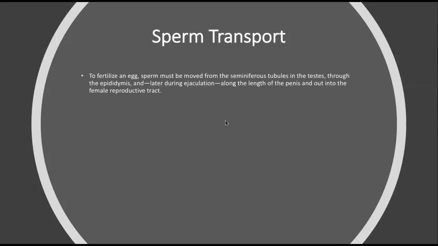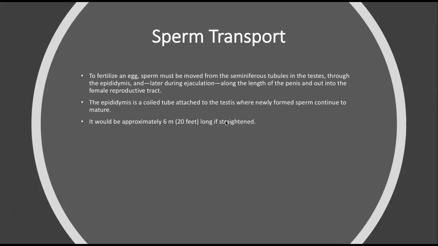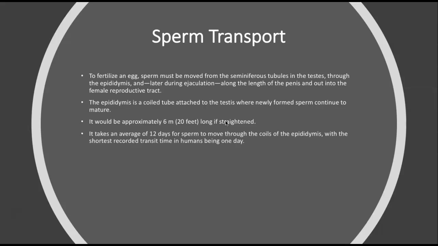Let's talk about how that sperm gets transported. To fertilize an egg, sperm have to be moved from the seminiferous tubules, where they're made, through the epididymis, and later, during ejaculation, along the length of the penis and out into the female reproductive tract. The epididymis is a coiled tube that's attached to the testes, where newly formed sperm go and continue to mature. It's approximately 6 meters or 20 feet in length if it was straightened out, but in the testes it's highly, highly coiled. It takes an average of 12 days for sperm to move through the coils of the epididymis, and the shortest recorded transit time was 1 day. It's just a little fact there.